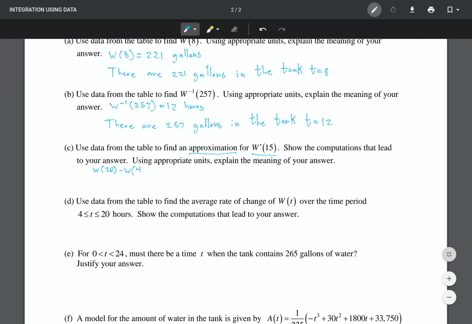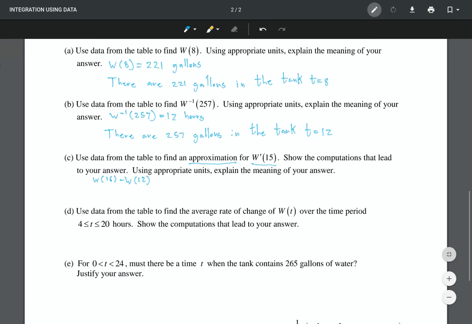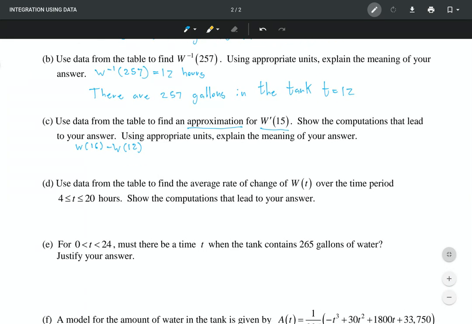4. Wait, am I using the right problem? No, I am not. I was looking at the wrong part of my key. My bad. 16 and 12. And remember, why am I using those? Well, because 15 is right in between those two. Okay, I guess technically you could use another 2 points, but these would be the two most accurate ones you could use. Over 16 minus 12.